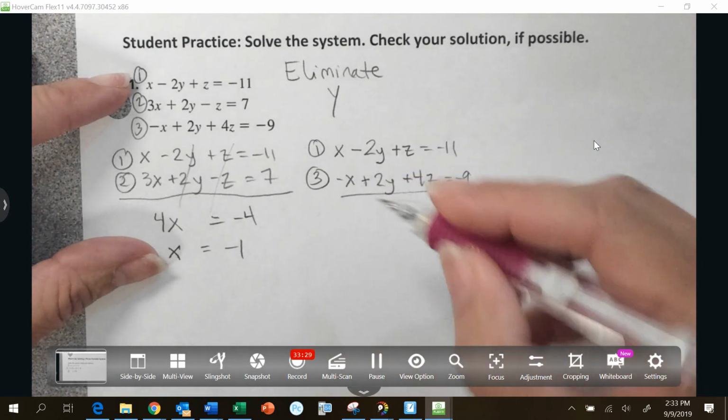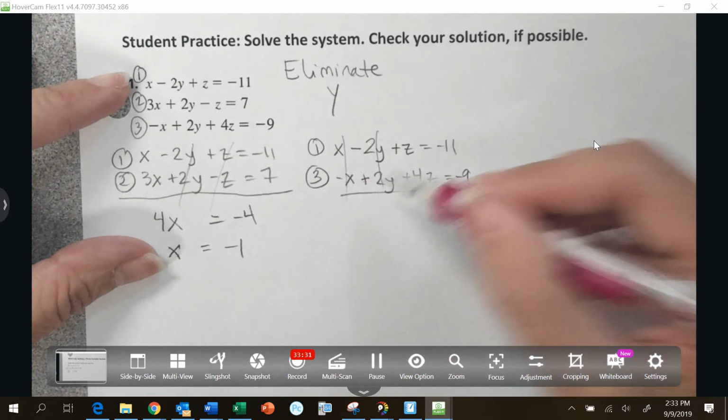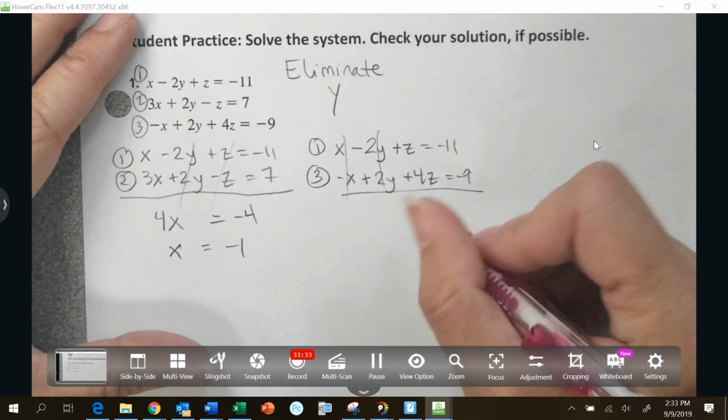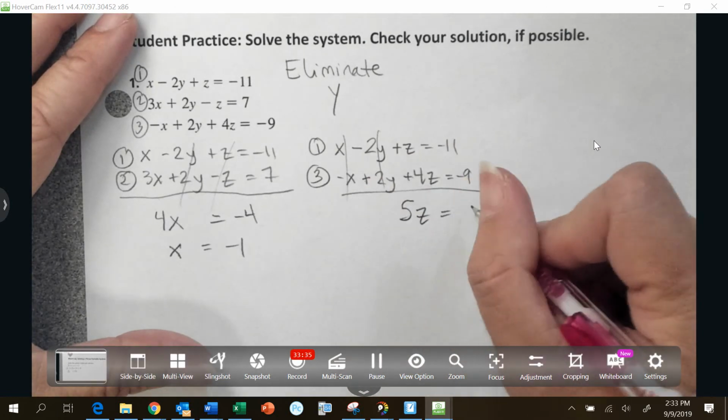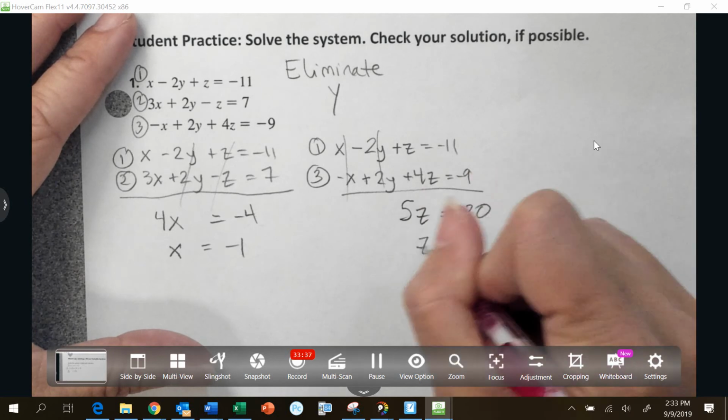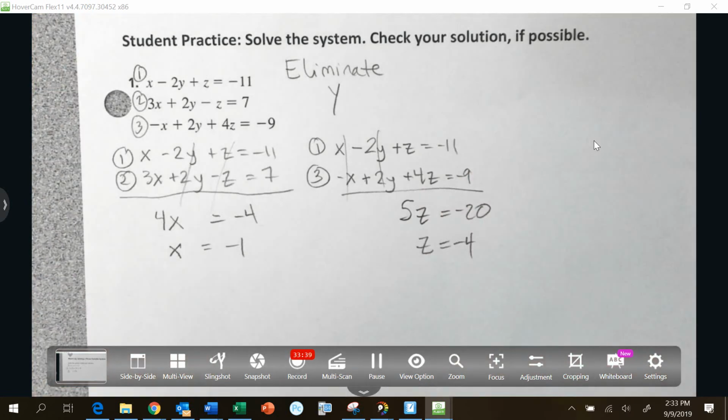Okay. So now I'm going to do that, and it eliminated the x's and the y's, and I got 5z equals negative 20, so z equals negative 4.